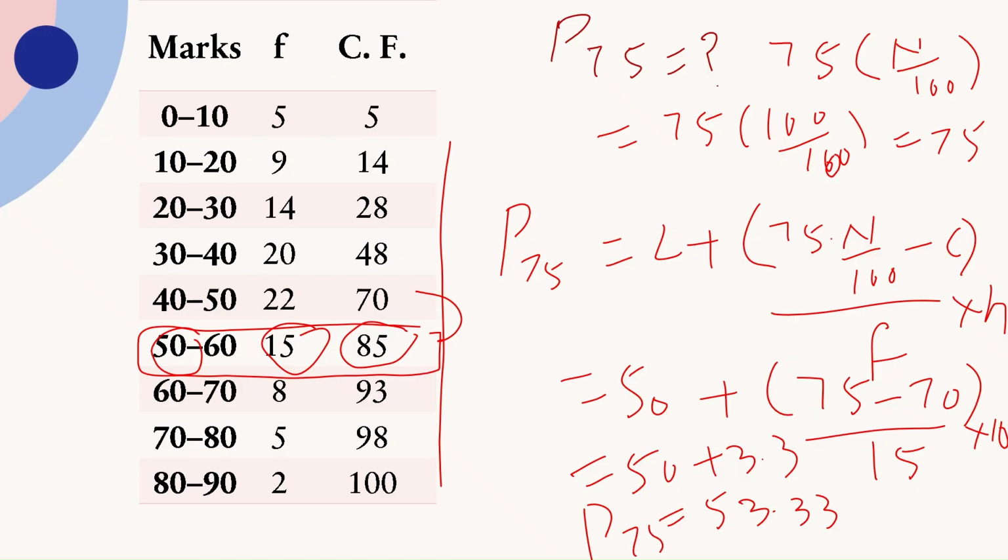Similarly, you can find any percentile. Only you have to change the values here, the same formula, no change in the formula. If you have to find P50 or P40, simply change the values. This was all about the measures of location. I have shown in these videos how to calculate different measures of location for different formats of the data.